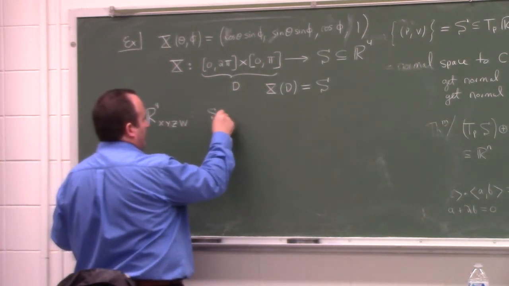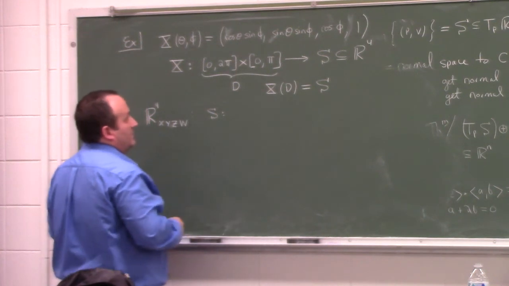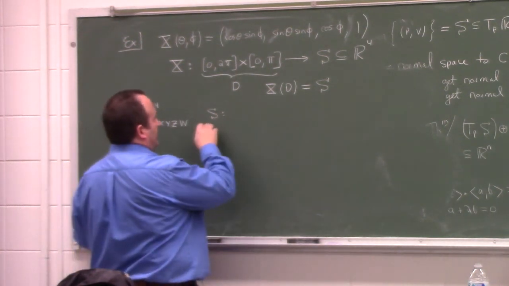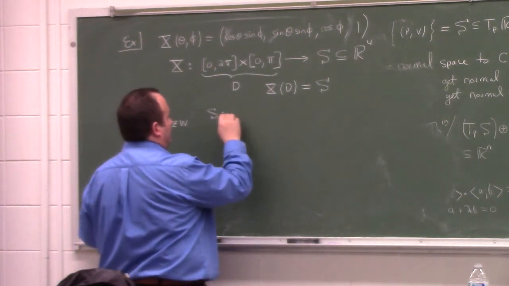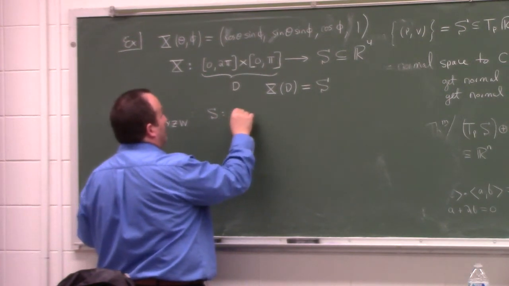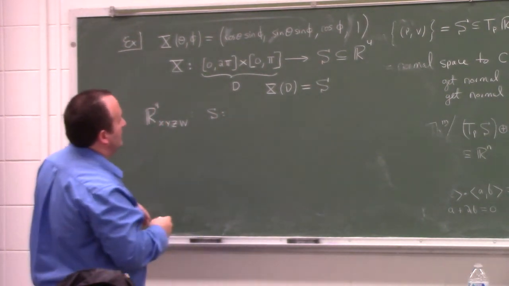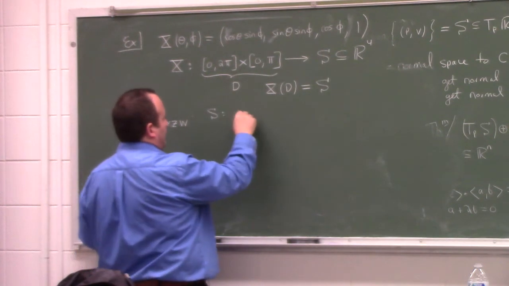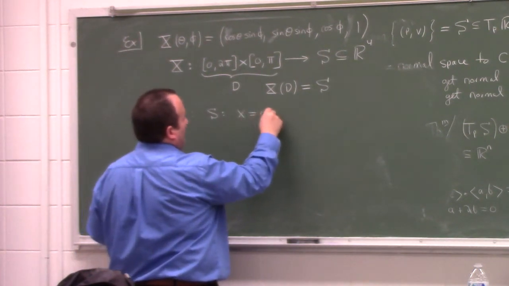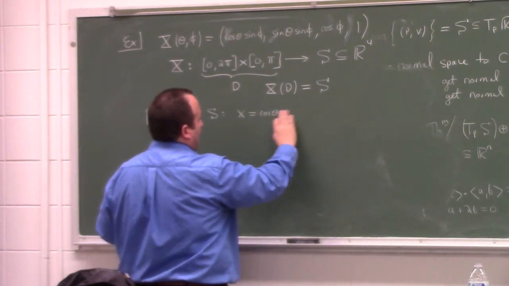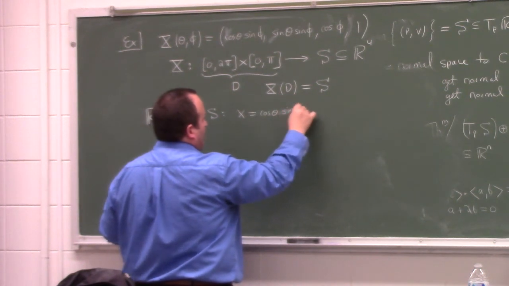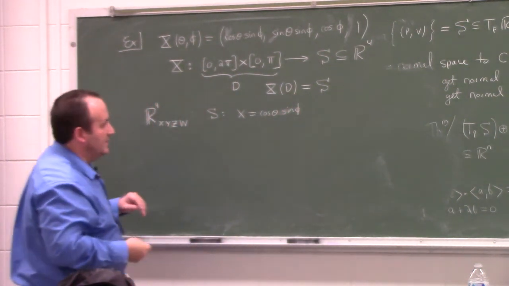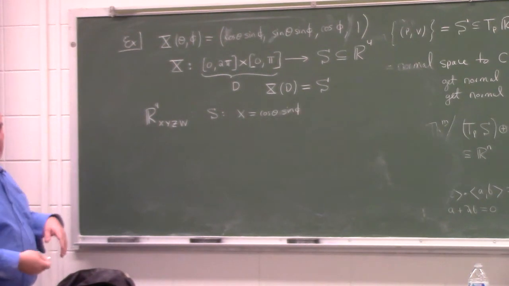S is what? Well, it's the x, y, z, w such that what? I'll get you started. X is equal to cosine theta. There are different ways to answer my question, and you may have been going to the end rather than the beginning, but x is cosine theta sine phi, right?